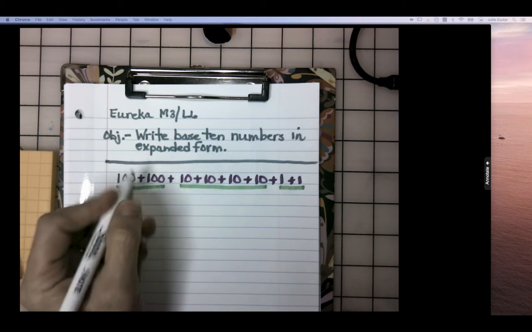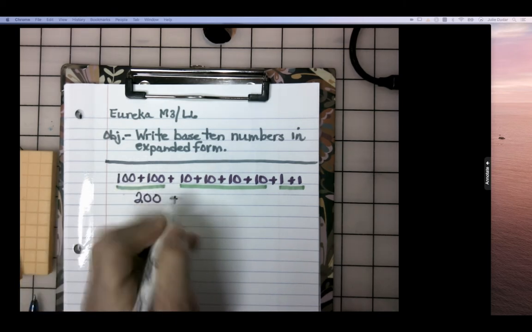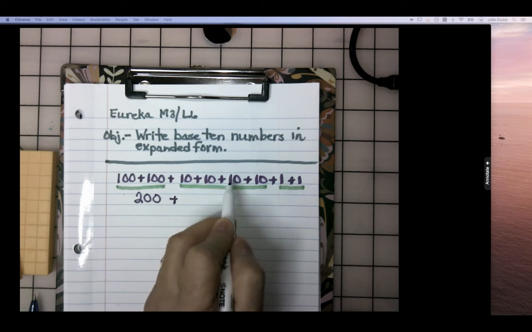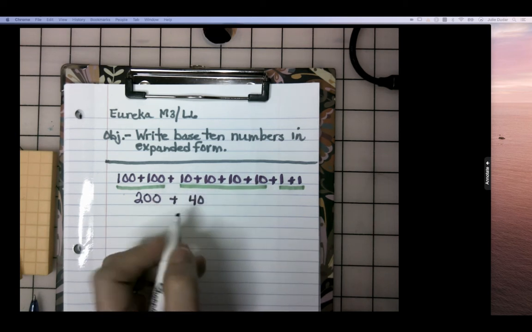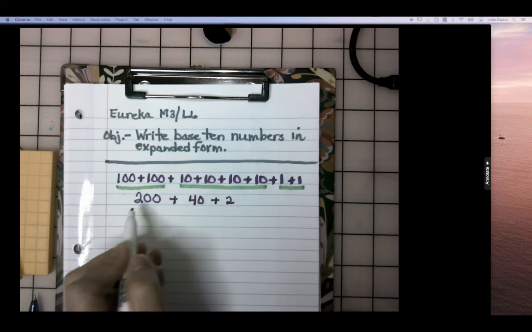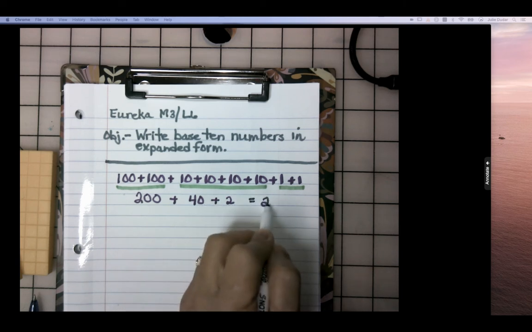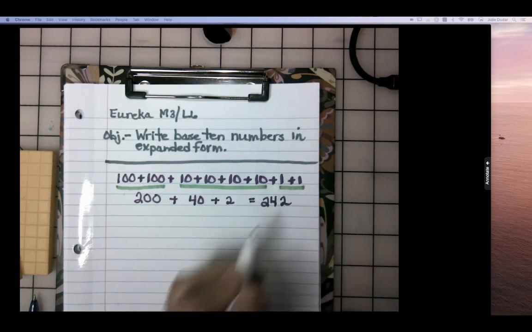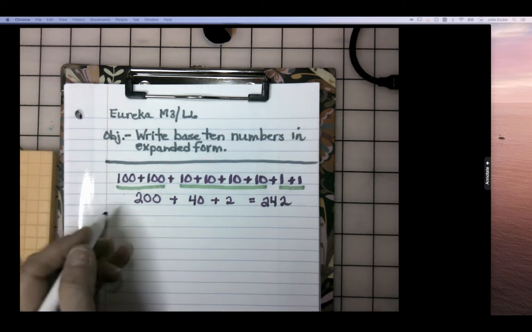100 plus 100 is 200. And 10 plus 10 plus 10 plus 10 is 40. And 1 plus 1 is 2. 200 plus 40 plus 2 is 242. Let's write that in unit form.